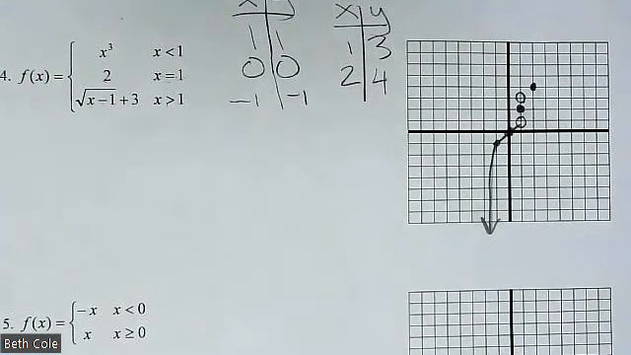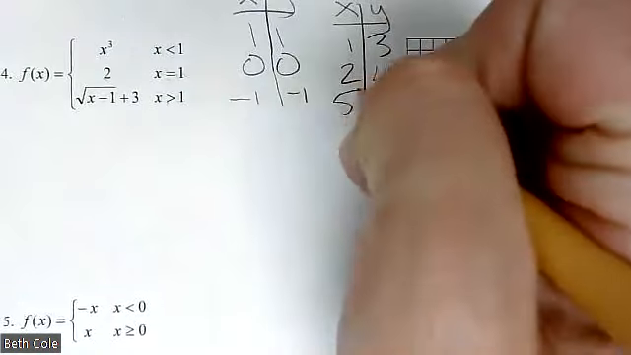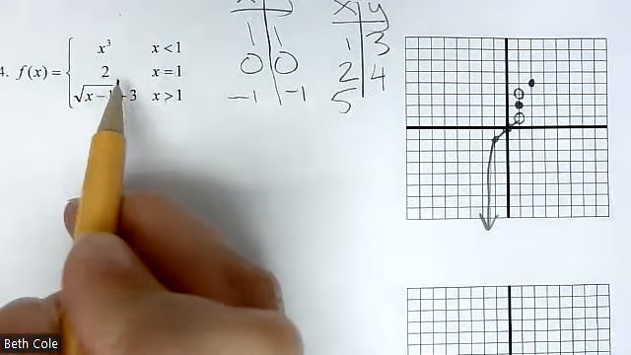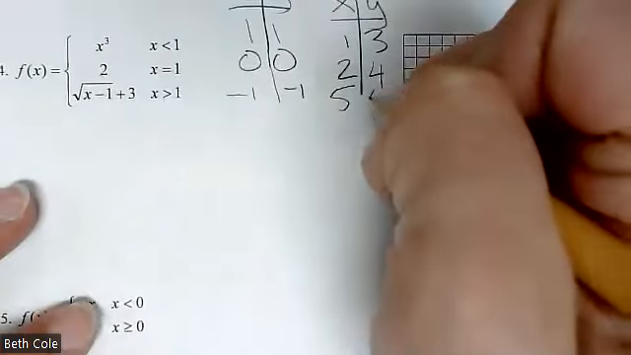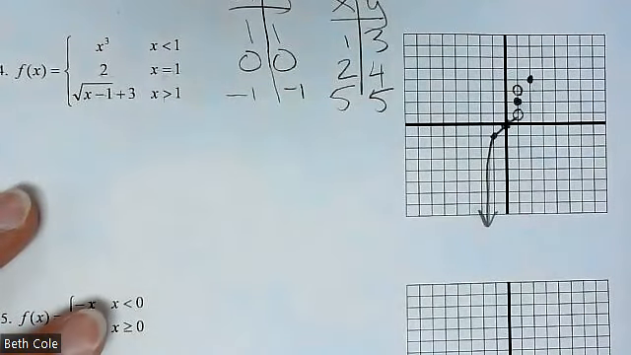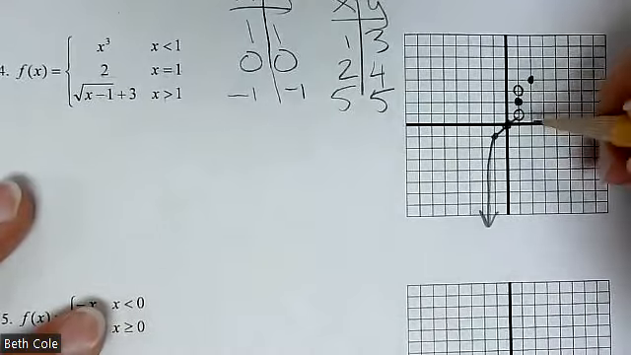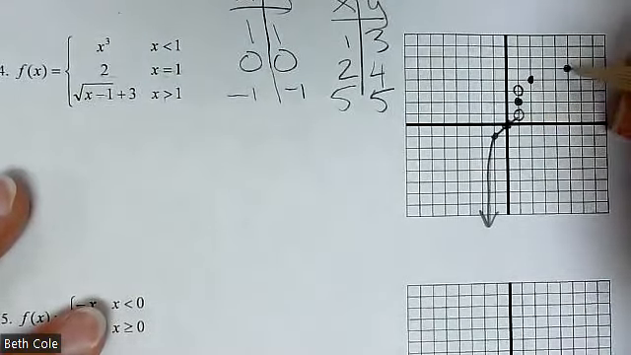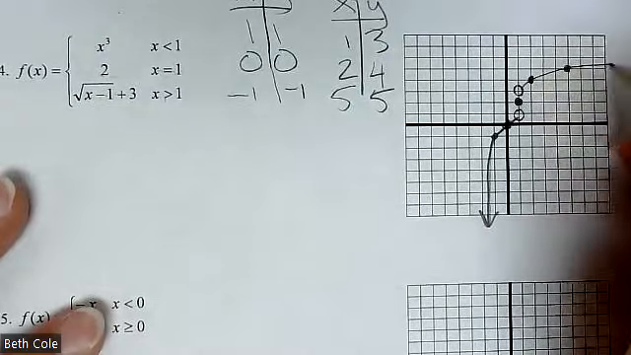I'd like one more number we can plug in, though. You might have to skip a few to get to something you could actually square root. 5. Good, let's do 5. 5 minus 1 is 4. Square root of 4 is 2, plus 3. So you're already getting way faster and more efficient with that. So 5, 5. So it'll do something like that.